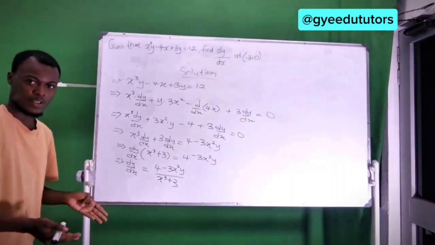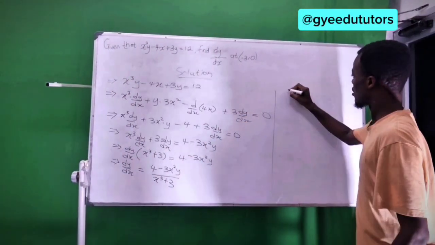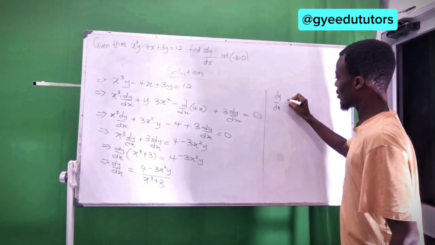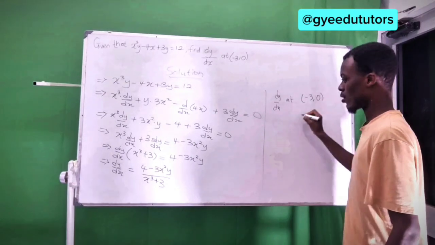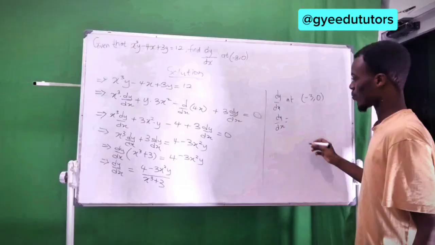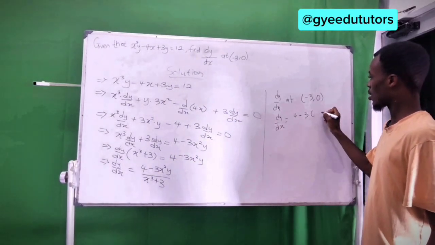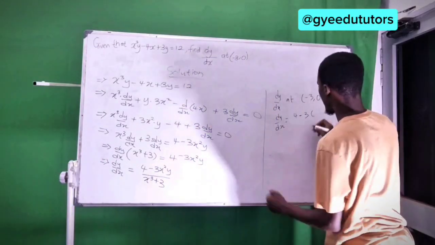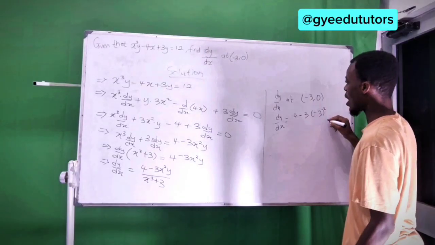When you get to this side, we are not done. They say we should find what? dy/dx. So dy/dx at this point (-3, 0) is what? dy/dx, which is equal to 4 minus 3. So the value of x, we substitute them. The value of x is what? Minus 3 squared. And y is what? 0.